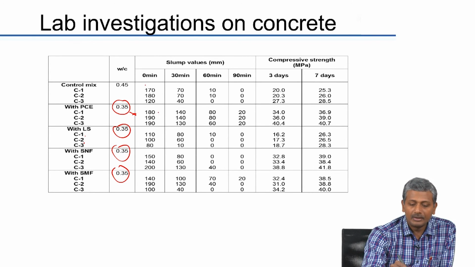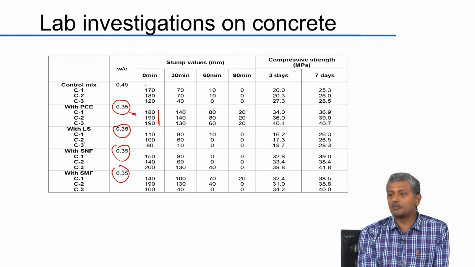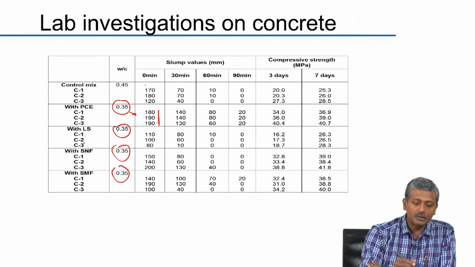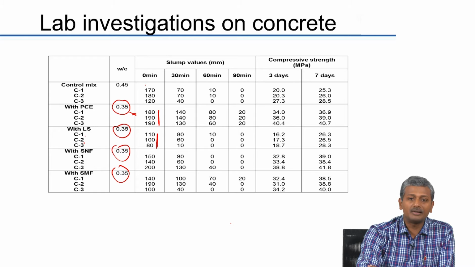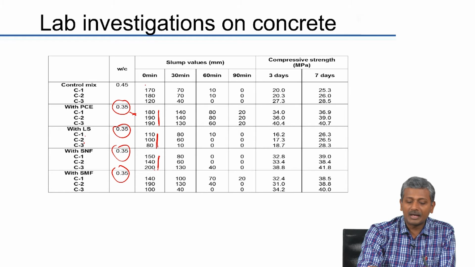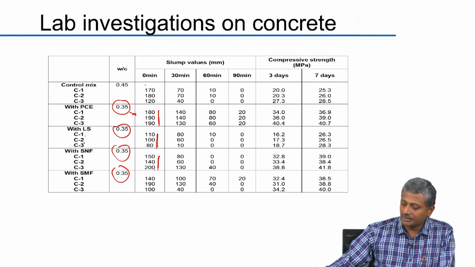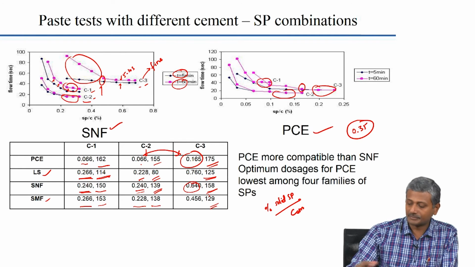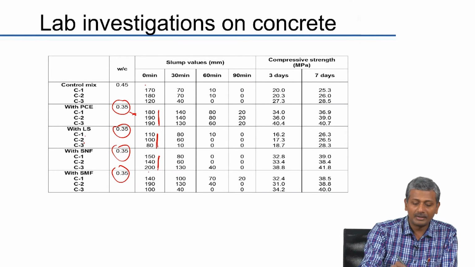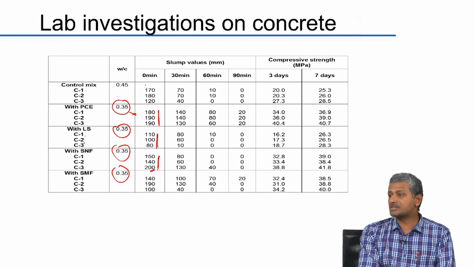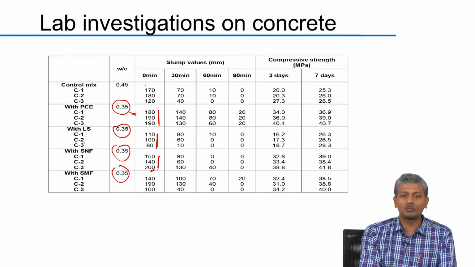So, with PCE, you can see for all 3 cements at optimum dosage, we are producing a fairly high slump of 180 to 190 millimeters. With lignosulfonate, in spite of very high optimum dosages, my slumps are restricted to 80 to 110. With SNF, I may be getting effectiveness only in the third case, that means with C3 where my dosage is quite high, 0.64. Only in that case I am actually obtaining a slump which is nearly equal to what is there with the PCE. For the other 2 cases, C1 and C2, my slump obtained is a little bit lesser than what I obtained with PCE.